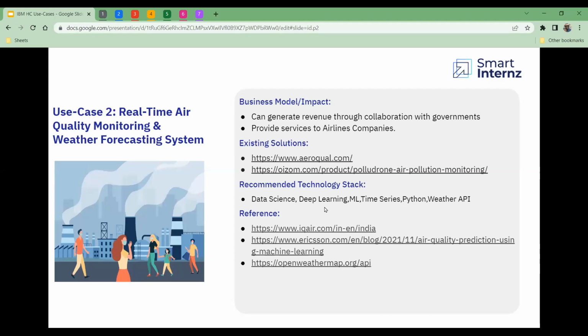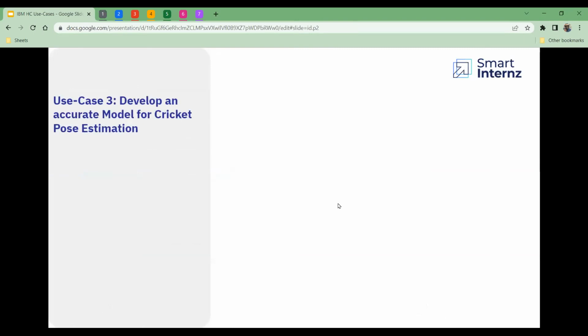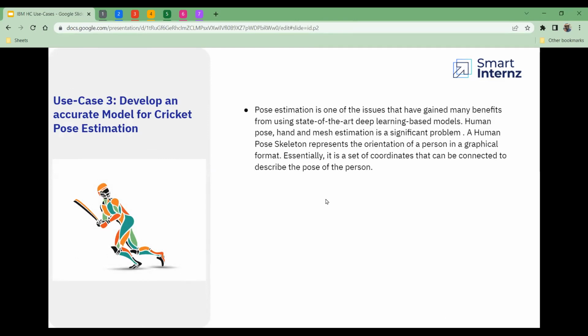That's for the second use case. The third use case we are going to discuss is to develop an accurate model for cricket pose estimation. As you all know, I won't go into the stats, but I can say the most popular sport in India is cricket. So why do we want to estimate the pose, and how can we estimate the pose? First, let's talk about that.